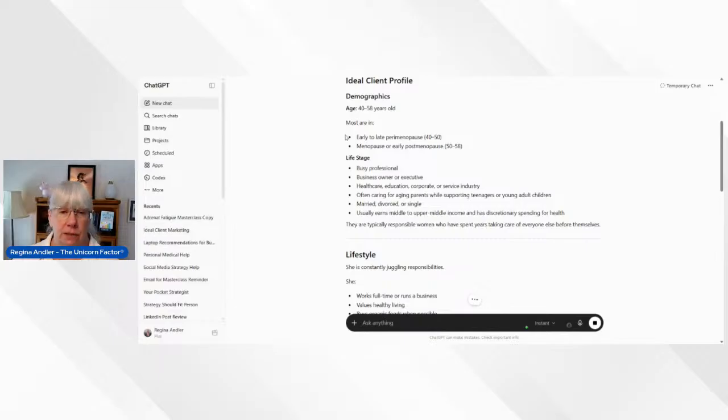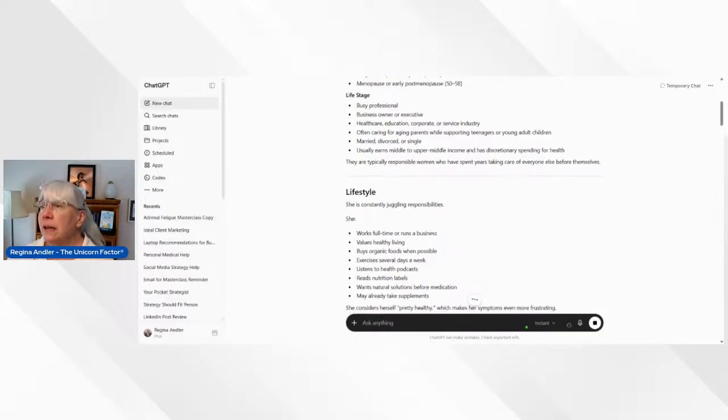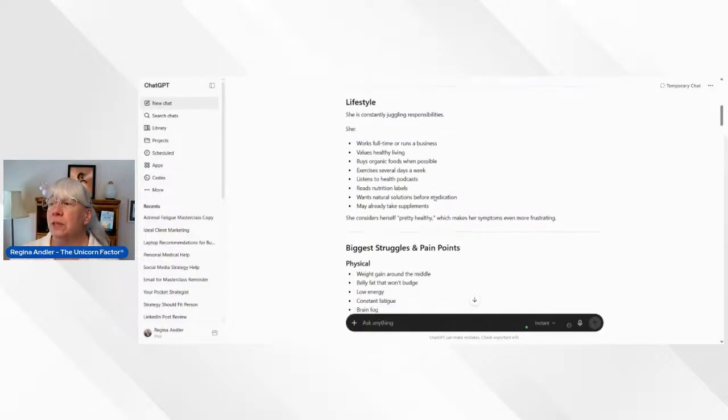40 to 58. That's pretty much the right age range for that, right? Early to late menopausal, menopause or early postmenopause. Life stage: busy professional, business owner or executive, healthcare, education, corporate, service industry, often caring for aging parents while supporting teenagers or young adult children, married, divorced, or single, usually earns middle to upper middle income and has discretionary spending for health. They're typically responsible women who have spent years taking care of everyone else before themselves.